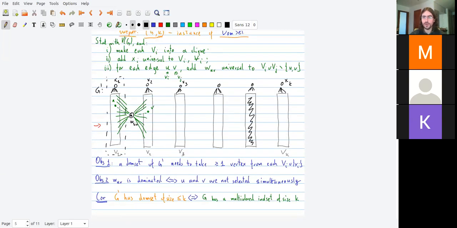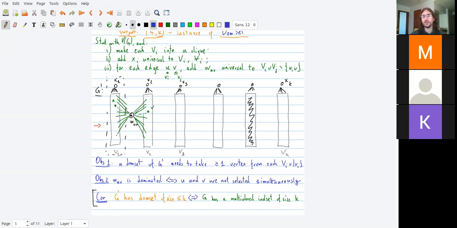Good. So this is our definition of the graph G prime. And now I would like to argue the following claim: that my graph G prime has a dominating set of size at most k if and only if the original graph G had a multicolored independent set of size k. Because this is the main claim about the faithfulness of the reduction.